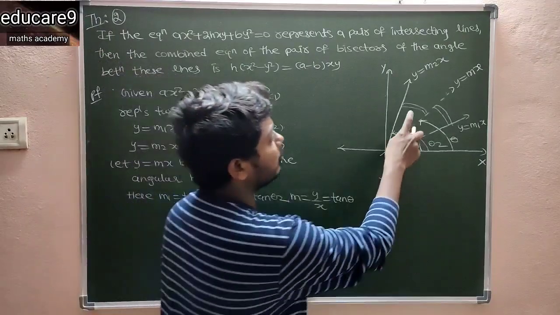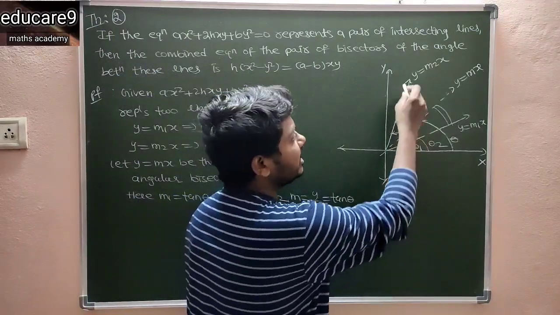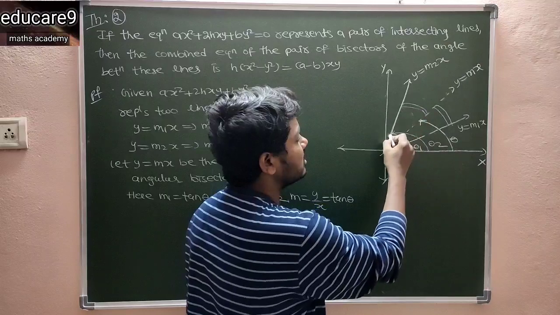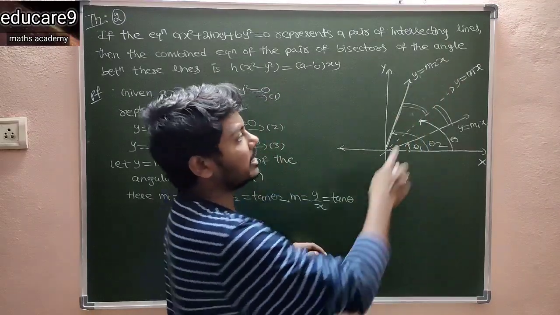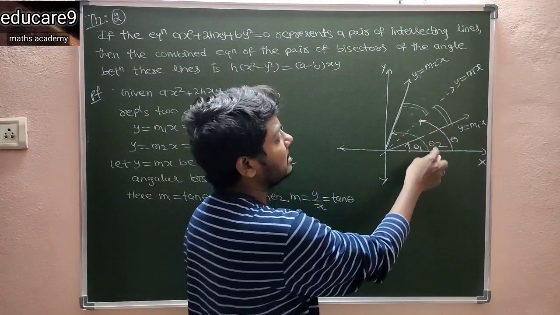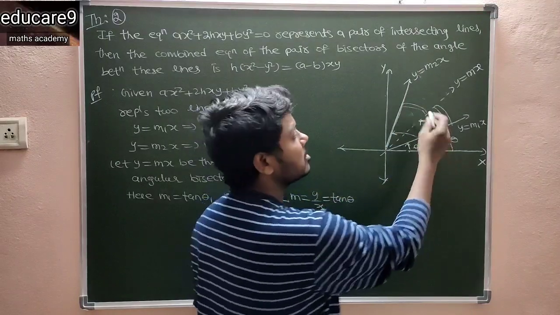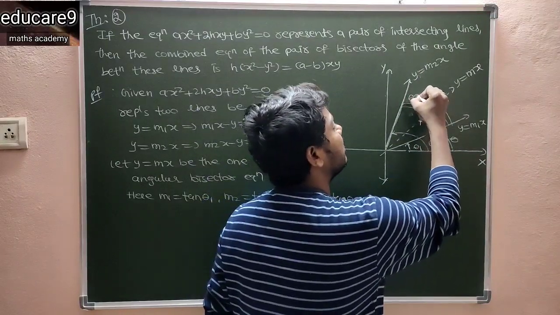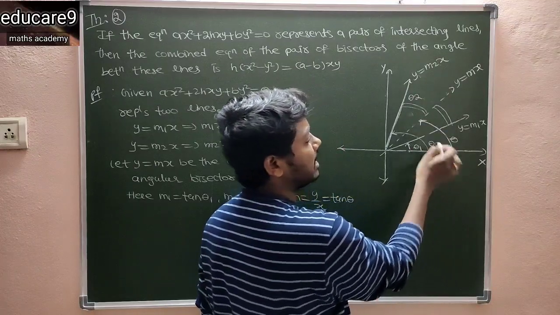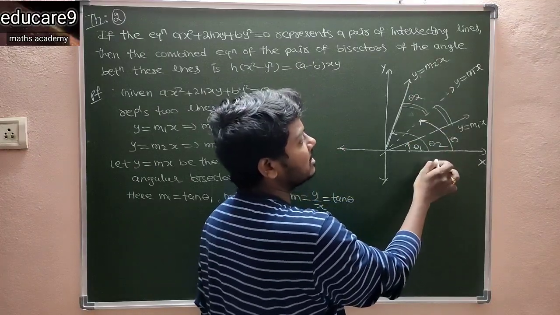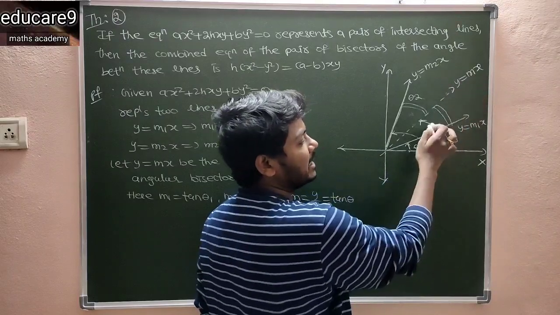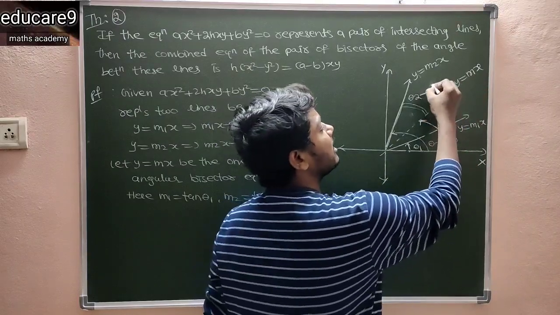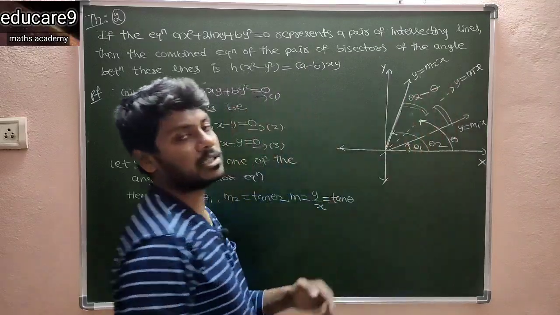So first you need to find this angle. So clearly this line is y is equal to m2x line. So clearly this line makes an angle theta 2. So therefore first we have to write theta 2, and we have to remove this angle. So what is that angle? Clearly that is the y is equal to mx line. So that line makes an angle theta, so we have to remove that angle. That is theta 2 minus theta.